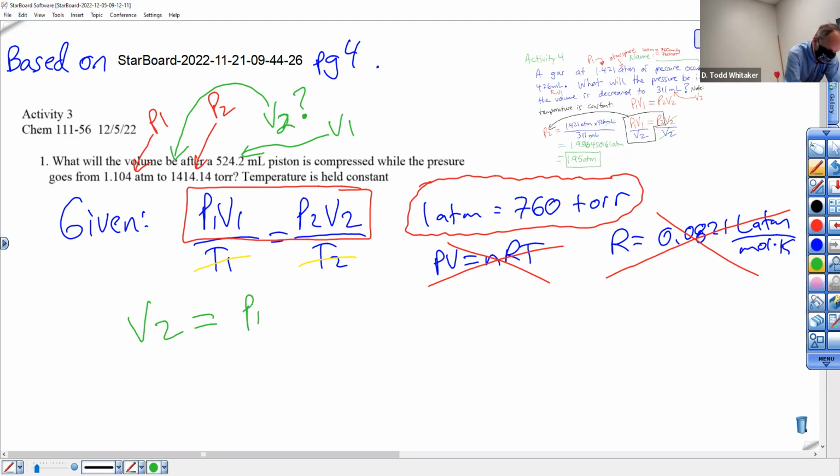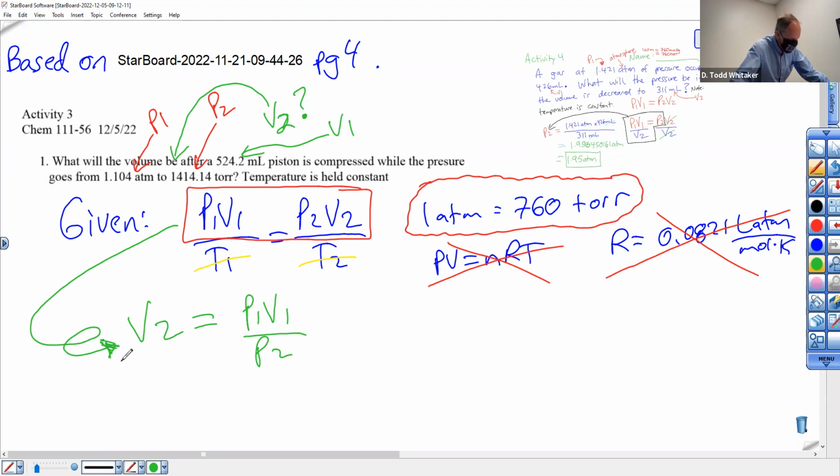V2 equals P1 V1 over P2. I don't need temperature at all. I divided both sides by what to get here? To get from here to here? I got to write down clearly. You don't have to. As long as I see the right equation, I'm happy. You divided both sides by P2. You got this. We're ready to plug and play.